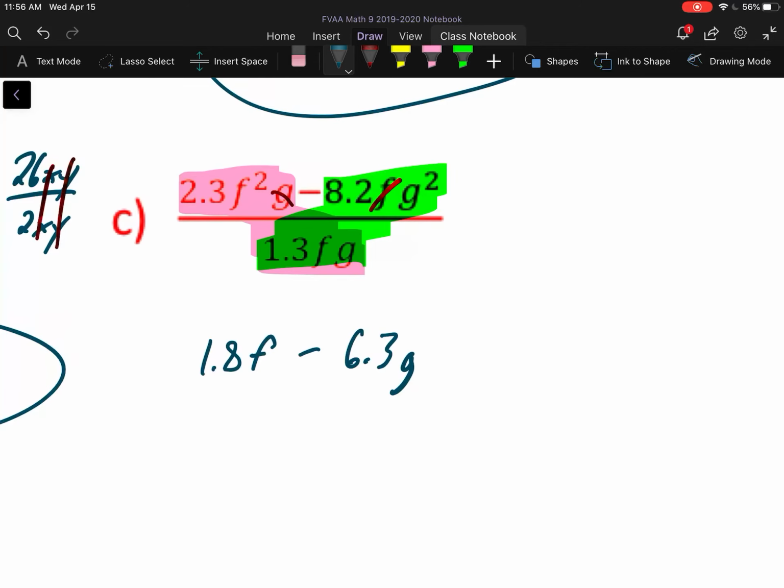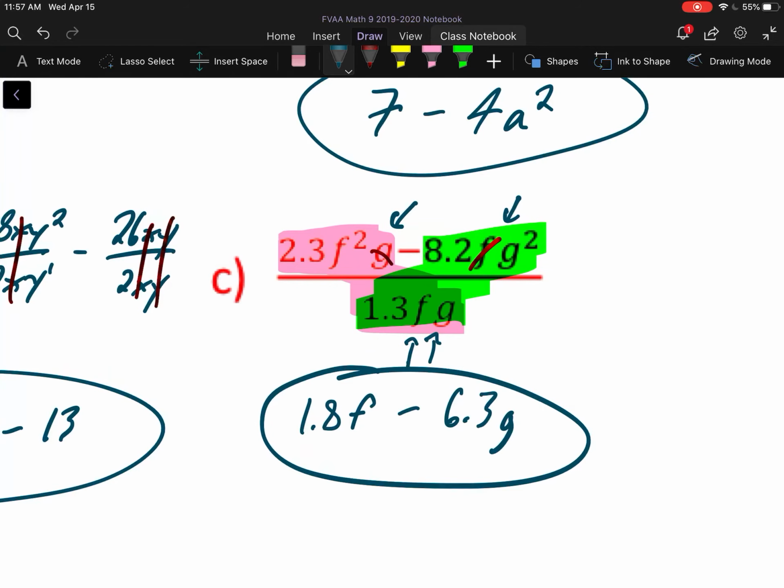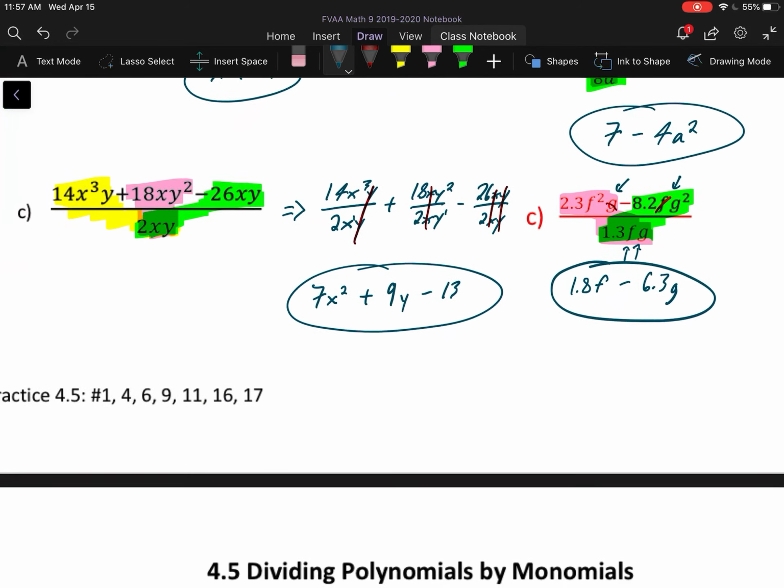Now when I'm canceling out the g on this first term and the f on the second term, I don't cancel it out on the bottom when I'm writing it out, because I need to make sure that these f's and g's are not canceled out for the other term that I have to divide. But they are canceled out in my final answer. Just a note on that.